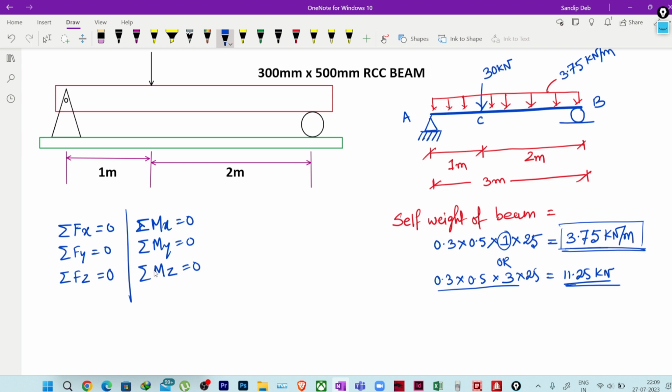Now for the algebraic operation, which is the proper term, we will consider one sign convention: this direction is plus y, this direction is plus x, and the clockwise moment is plus moment.